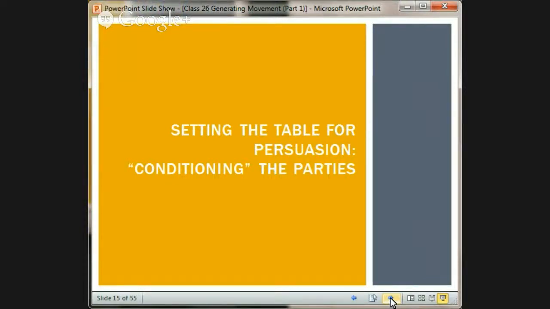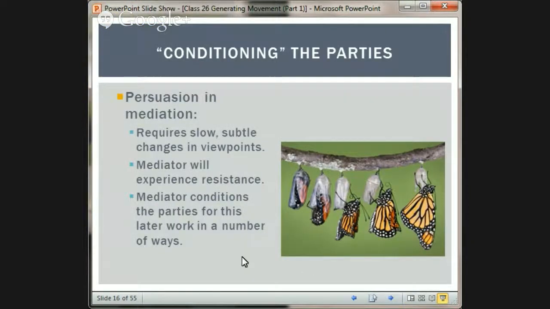Okay, setting the table for persuasion: conditioning the parties. So your textbook authors say that persuasion in mediation requires slow, subtle changes in viewpoints. And the mediator will experience resistance in people's shifts in this way. So the mediator really needs to condition the parties for this later work in a number of ways.